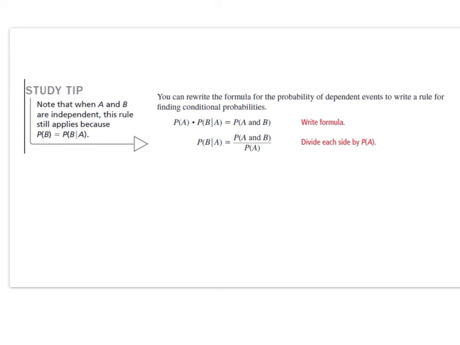Remember, it's the probability of event A times the probability of event B given A occurs, which is the same as saying probability of A and B. And that would become probability of B given A equals probability of A and B divided by the probability of event A.